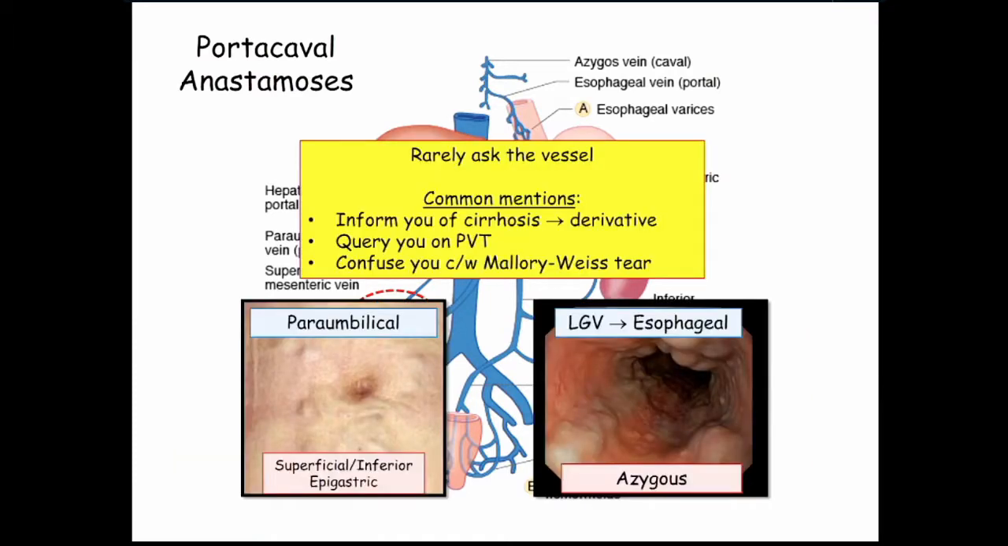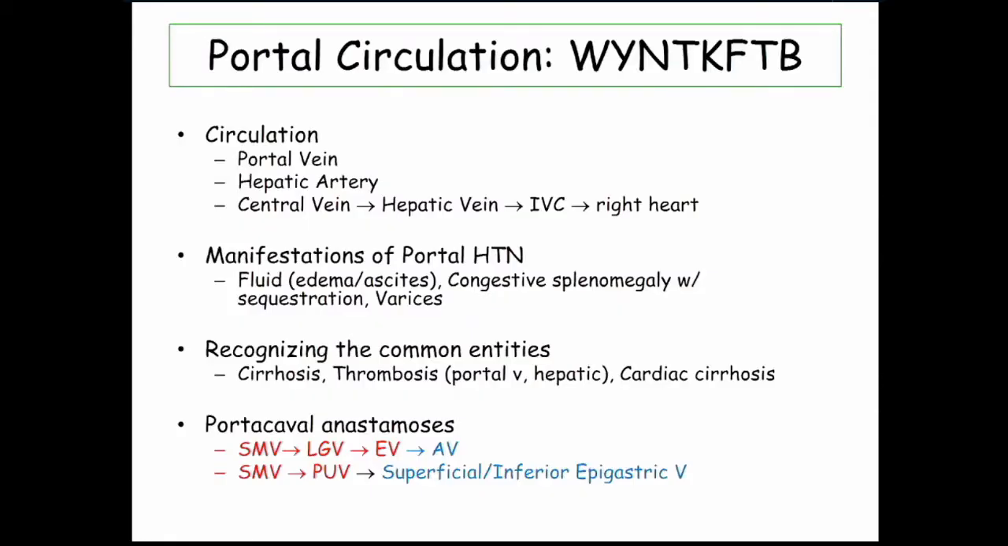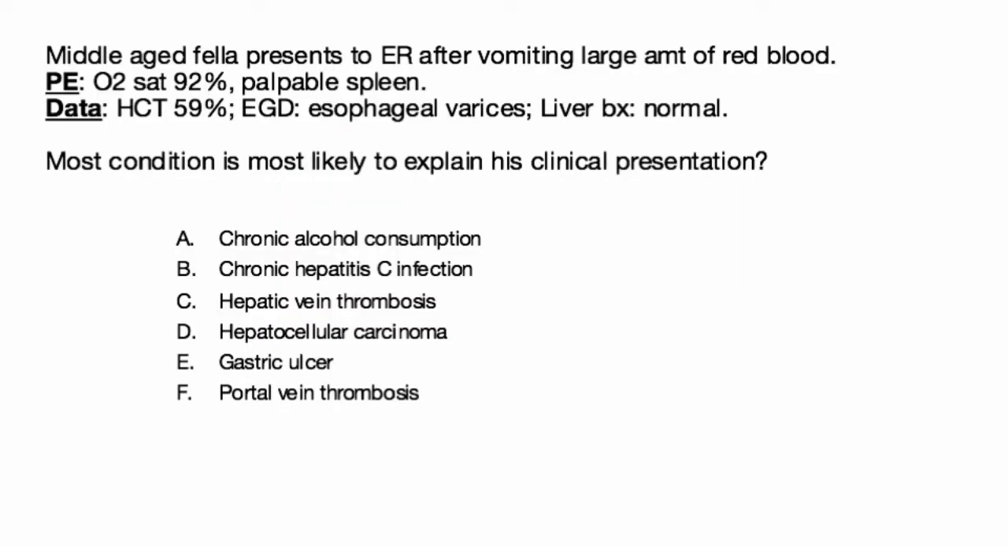All right, and that's really what they do. They got cirrhosis, derivative coming at you. Hypersplenism, I already told you, classic is thrombocytopenia, but any cell line can be affected. Don't get thrown off by that. And that's that. That's portal circulation. That's everything you need to know. Take a moment to understand this question, and we'll proceed to discuss it momentarily.